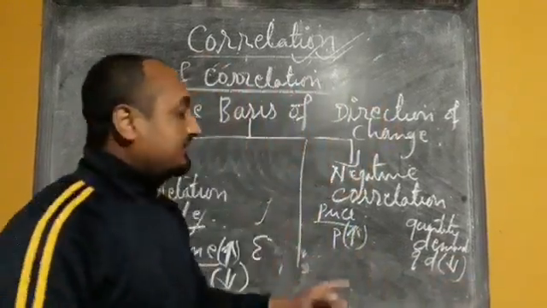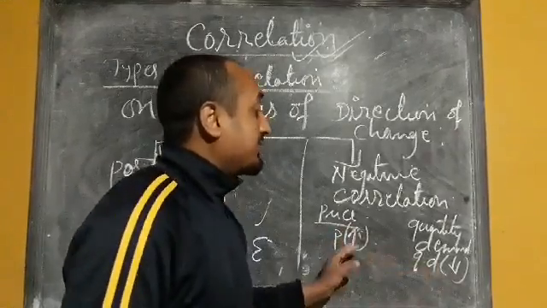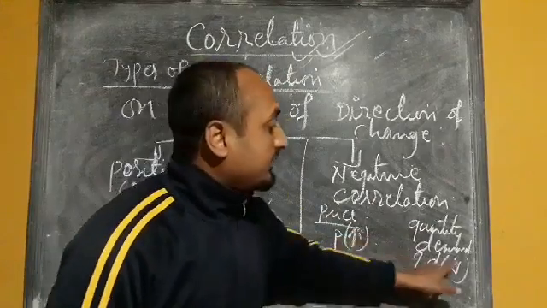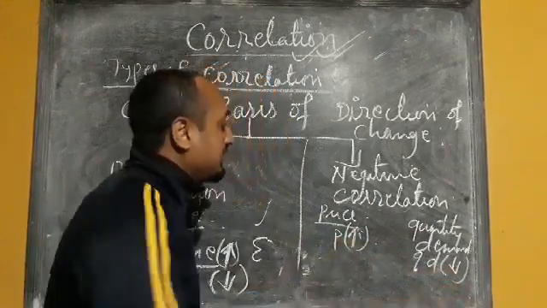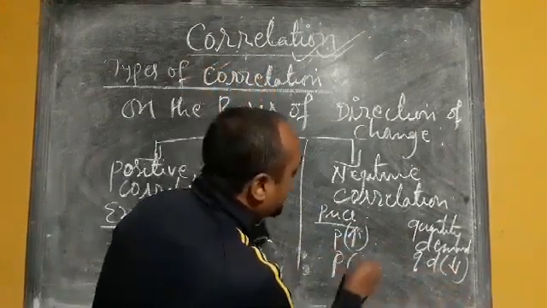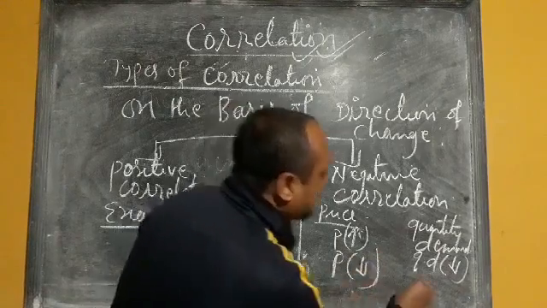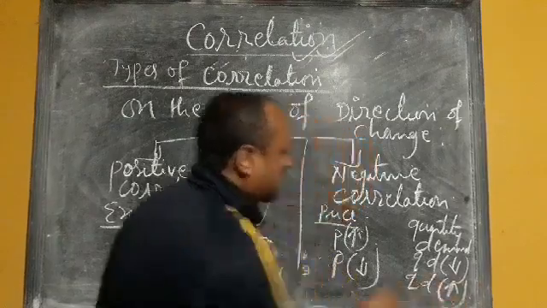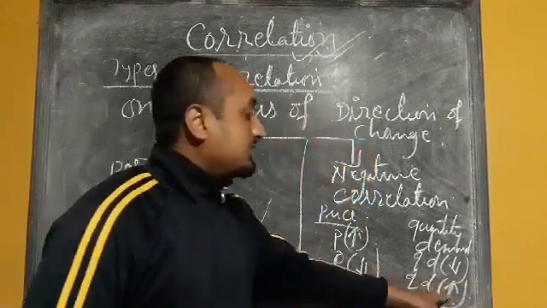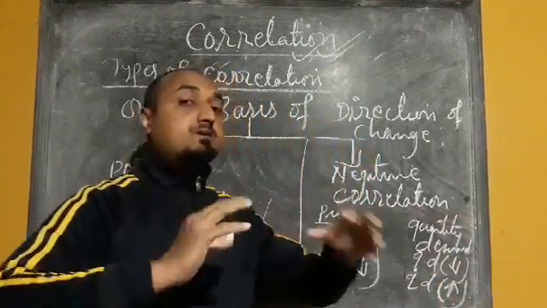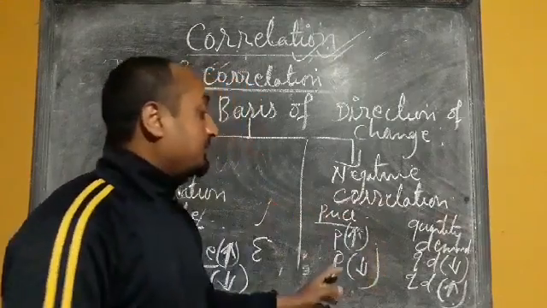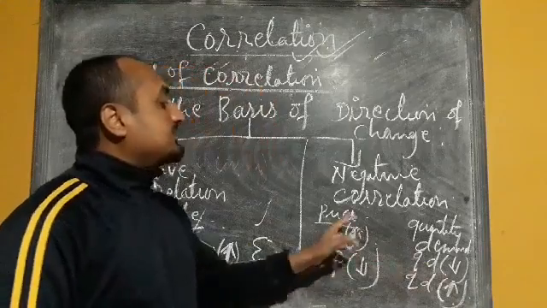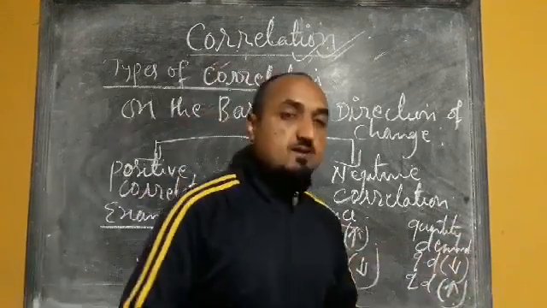So we can see that these two variables are moving in the opposite direction. If price is increasing, quantity demand is decreasing. Similarly, if price is decreasing, quantity demand will increase. Here also the movement of these two variables is in opposite directions.